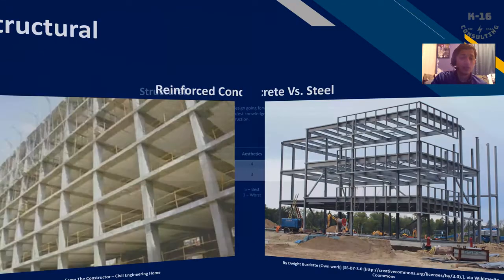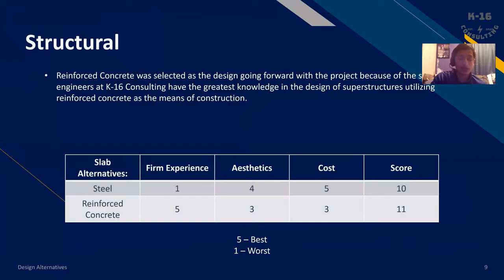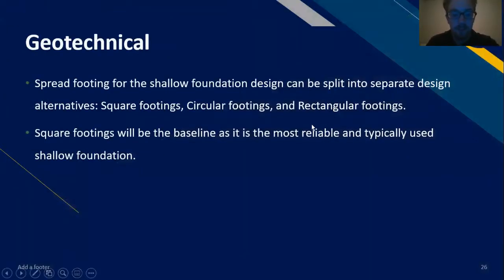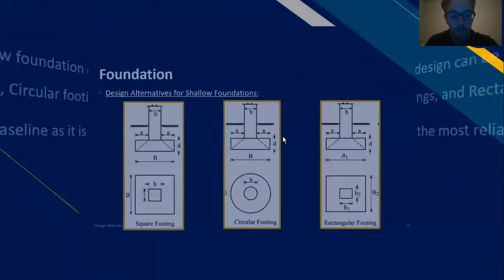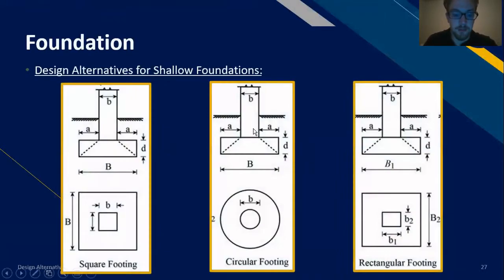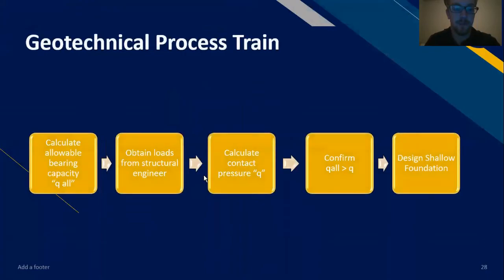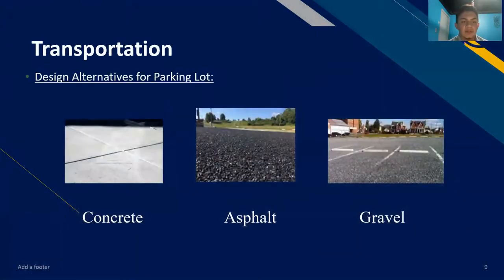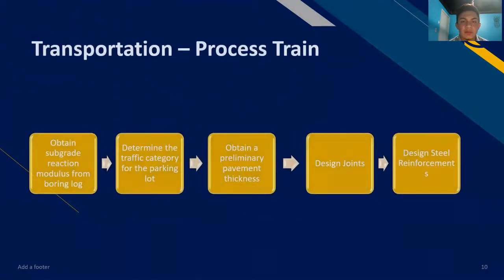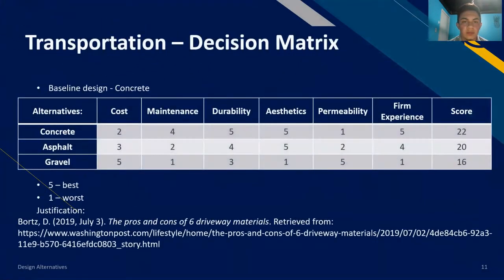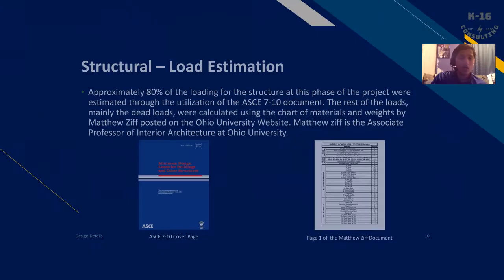Reinforced concrete versus steel. We picked reinforced concrete because of many reasons, mainly because of firm experience. Design alternatives for the shallow foundation design are different types of individual footings. They are pictured here, with square footing being the base design, and the process for shallow foundation design is pictured here. The design alternatives looked at were concrete, asphalt, and gravel. Here's the process train for a concrete parking lot. The decision matrix: the baseline design was concrete and it scored the highest.